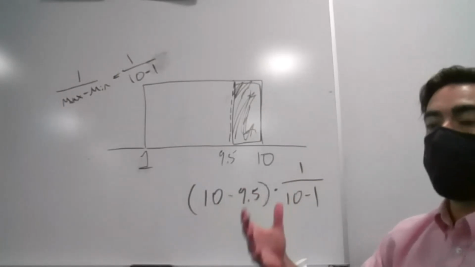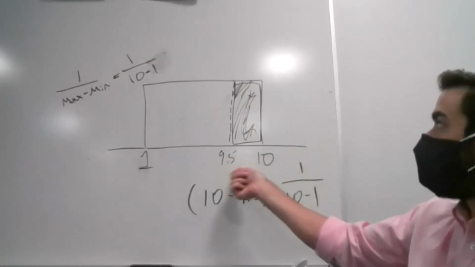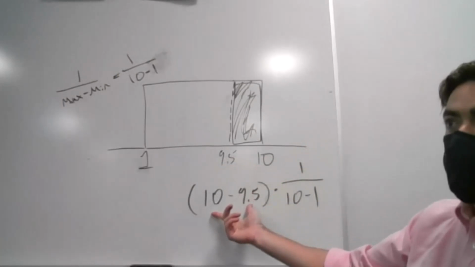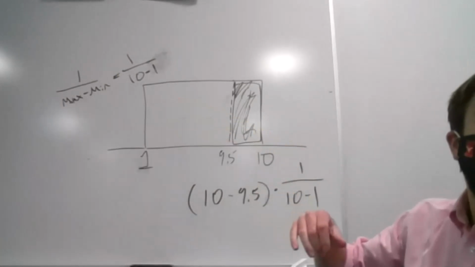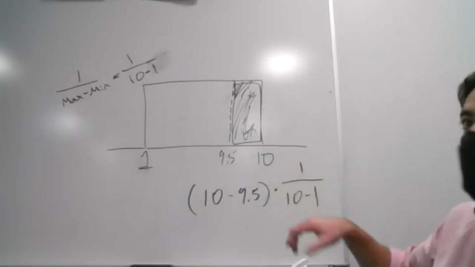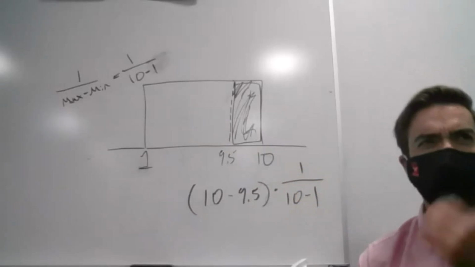I think drawing it out really helps. Once you identify where your interval is, it's very easy to see where it starts and stops. You'll take the difference between that. That's the length of the interval you're interested in. Multiply that by the height of that rectangle, which is just 1 over the maximum minus the minimum. Okay? Any questions on that?